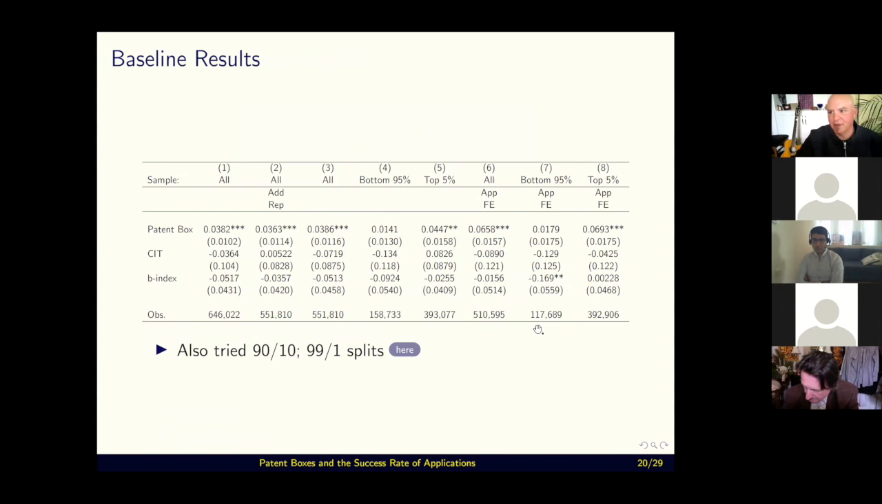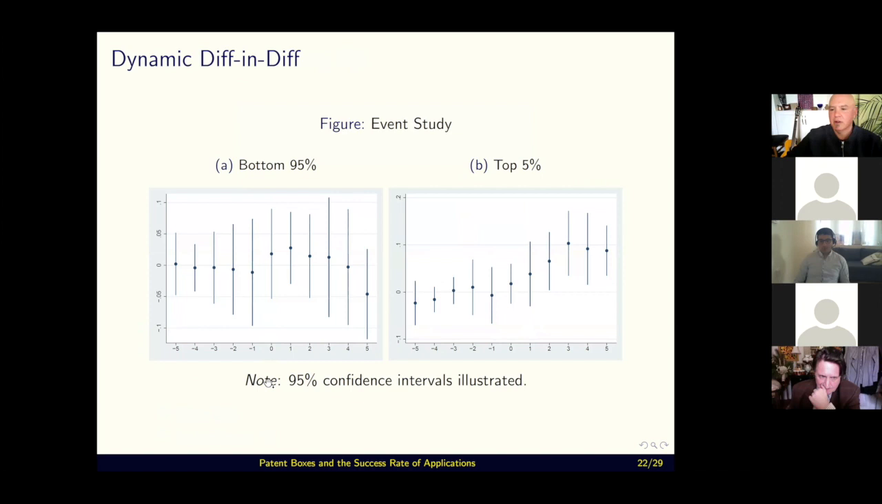So then the question becomes, all right, it's a positive effect. That could be representative upgrading right away, or it could be greater research effort is the dominant effect. But that greater research effort should take time to show up. So what we then do is a dynamic diff and diff. Year zero is where the patent box comes into play. And that varies across different countries, including countries that don't introduce it until after the end of our estimation window, like the UK. The bottom 95%, what do you see?